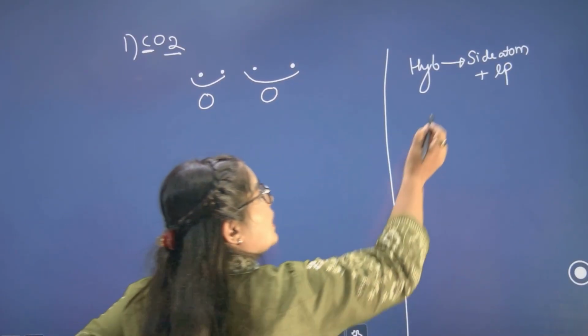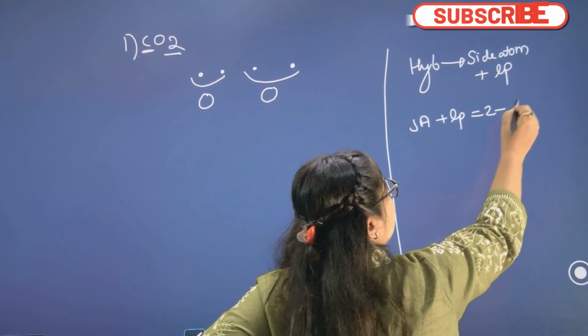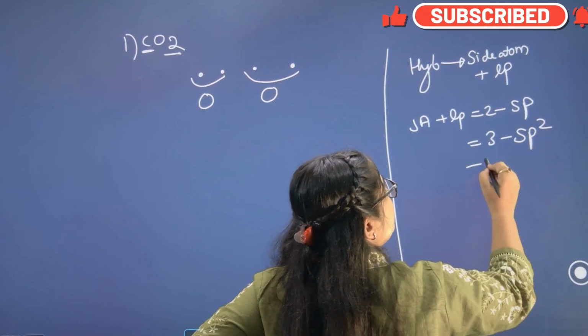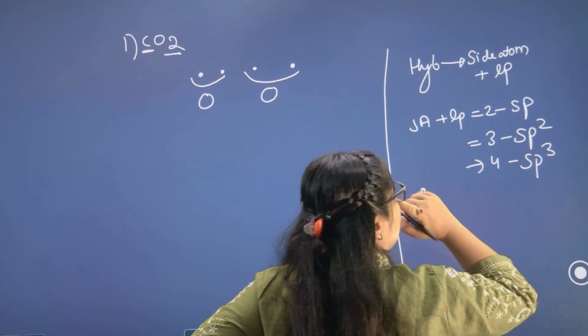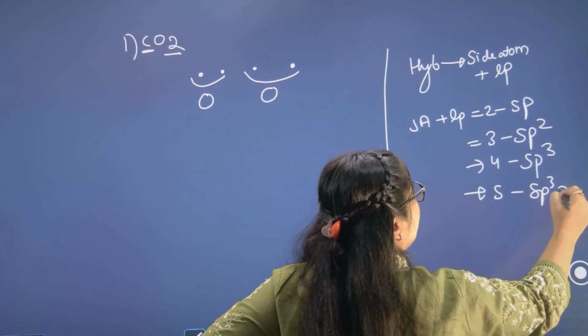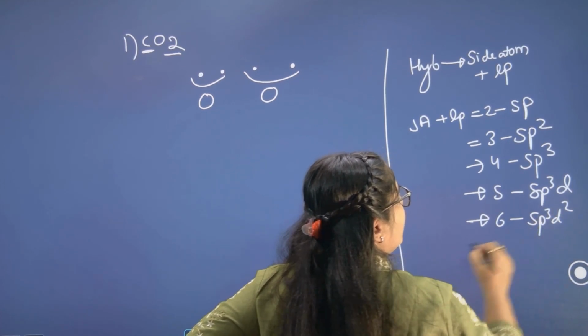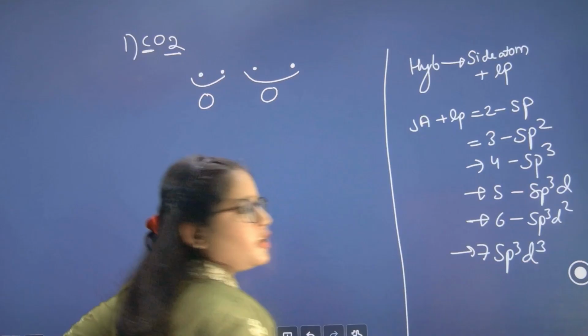That's all. Okay. If the sum of side atom plus lone pair is coming 2, we will say it is sp. If it is coming 3, we will say it is sp2. If it is coming 4, we will say it is sp3. If it is 5, we will say it is sp3d. If it is 6, we will say it is sp3d2. If it is 7, we will say it is sp3d3. Easy or not? Very simple.